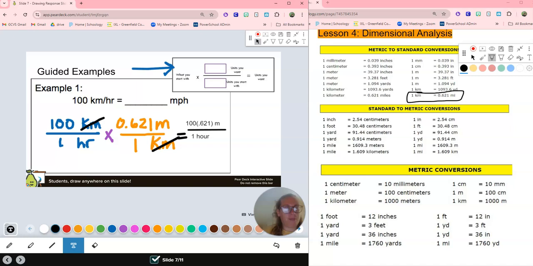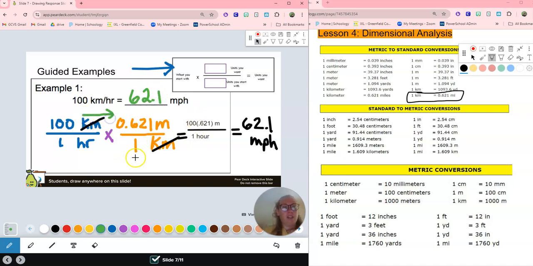Right? So 100 times 0.621 gets us 62.1, and then this is miles per hour. So that is our final answer, 62.1. So we just multiplied these numbers across, kept that unit of miles, and kept that unit of hours, multiplied 1 by 1, stays as 1 for the hours. So 62.1 miles per 1 hour. And that's our first one.